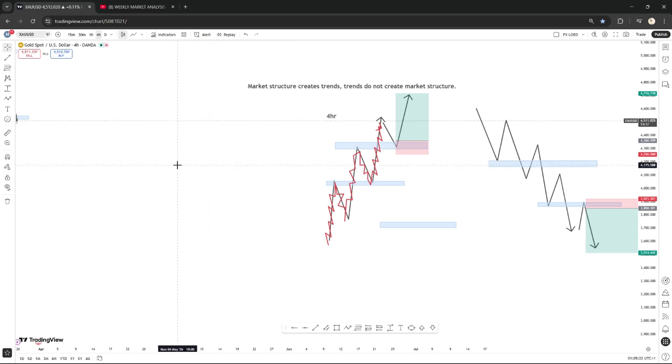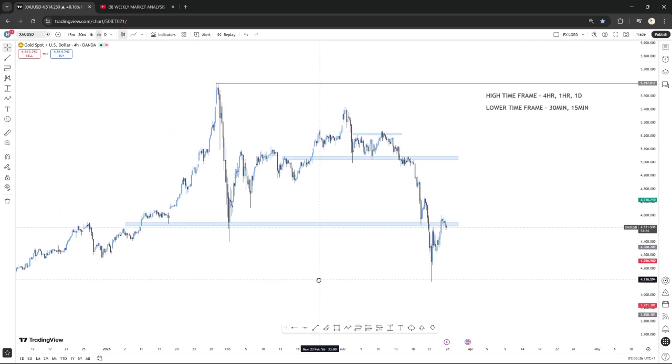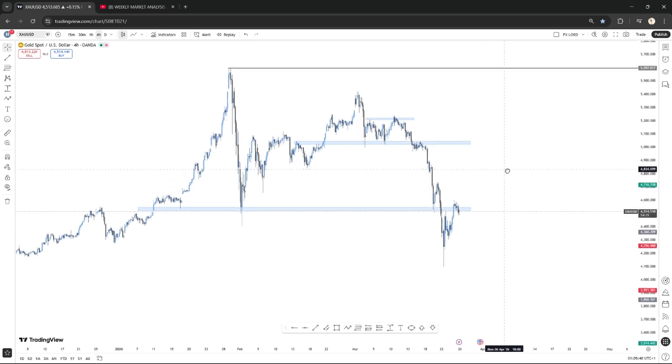That's really as much as I can explain about market structure and price action, but I'm still going to do an in-depth video to explain more about market structure and price action. So now let's go to a live chart. All right, so I'm going to take this out. This is a live chart.